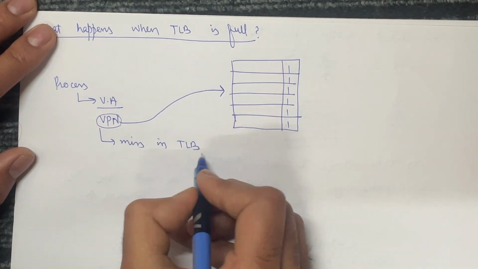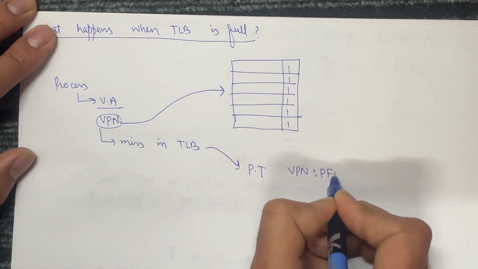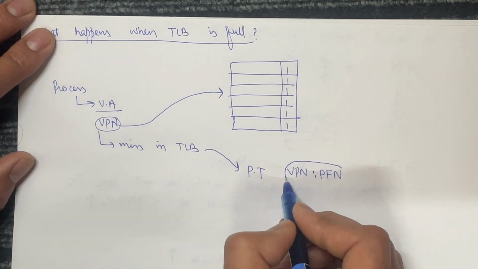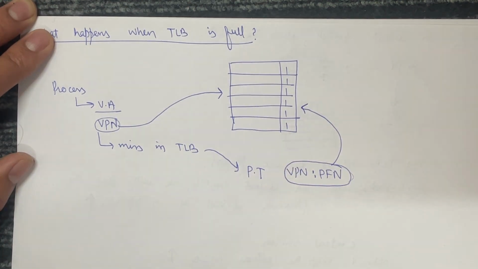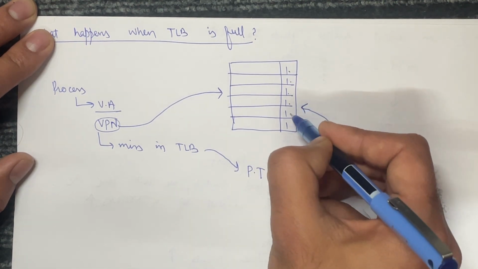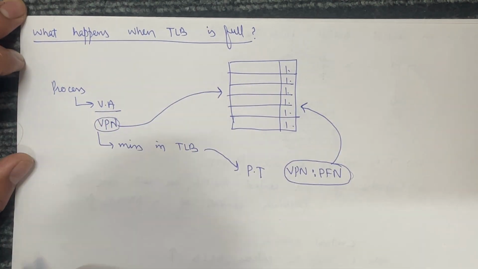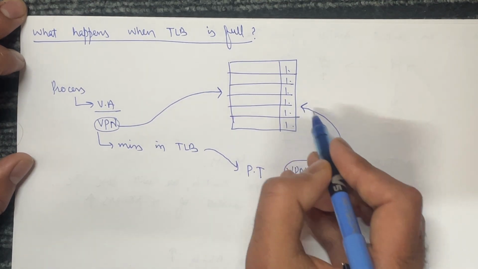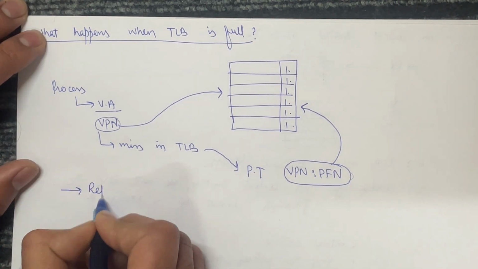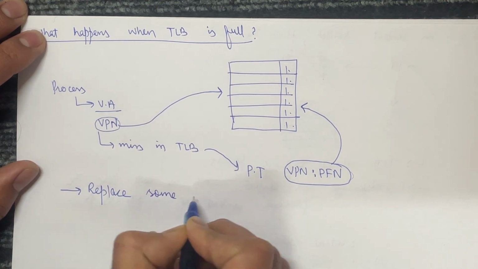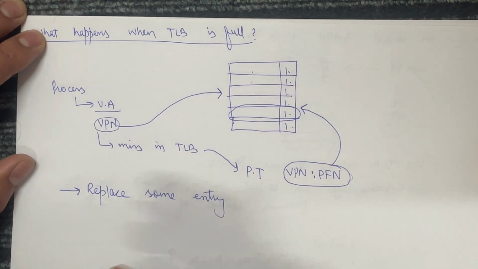Now what will happen? On a miss in the TLB, we will go to the page table to get the virtual page number to physical frame number mapping. And after getting this mapping, we have to update the TLB, which means we have to put this mapping into the TLB. But there is no entry available in the TLB where we can put this mapping. So what happens in this scenario? Because the TLB is full and we want to put another entry into it, we have to replace some entry. So from these entries, we will take some entry and replace it. Now the question is, which entry should we take?